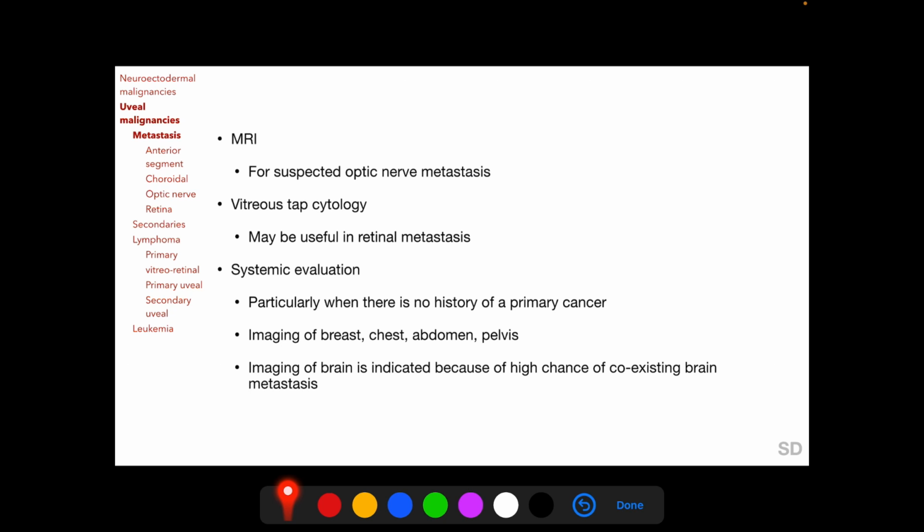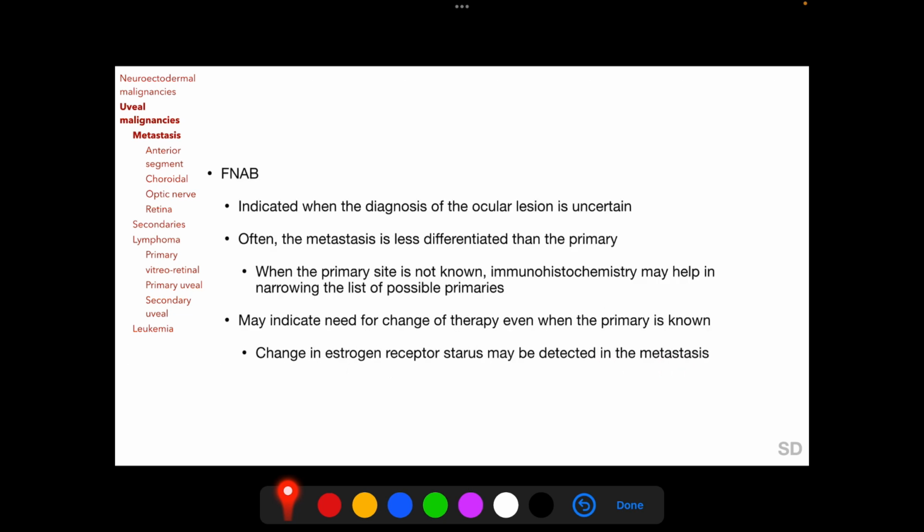Systemic evaluation is important, particularly when there is no history of a primary cancer. An imaging of breast, chest, abdomen and pelvis is recommended to locate the primary tumor. Imaging of the brain is also indicated because of a high chance of a coexisting brain metastasis along with the intraocular metastasis. Fine needle aspiration biopsy of a suspected ocular metastasis is indicated when the diagnosis cannot be established otherwise.